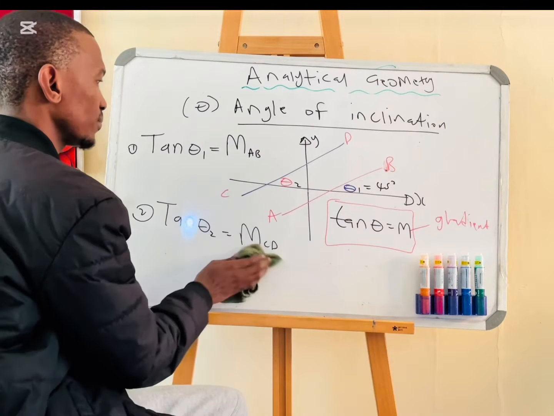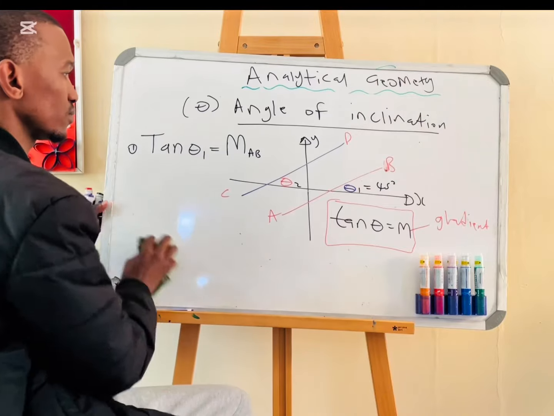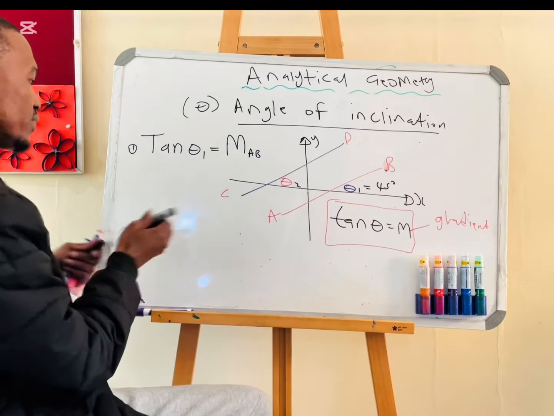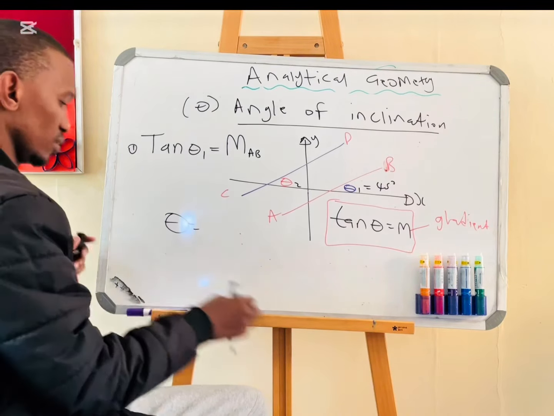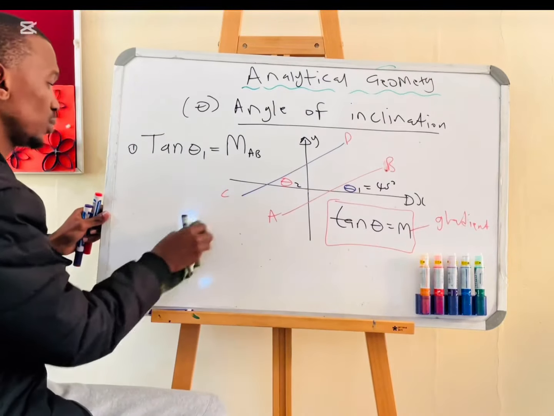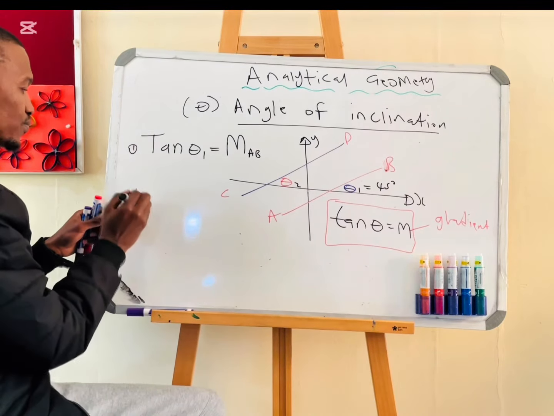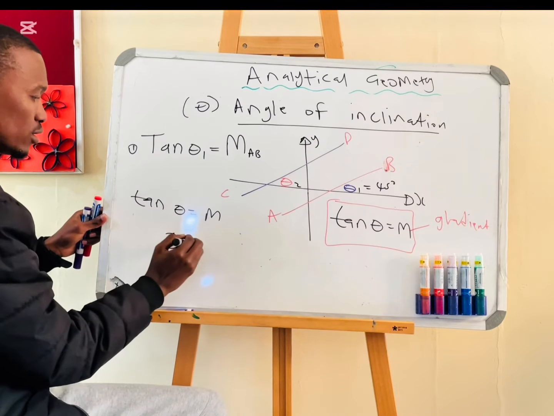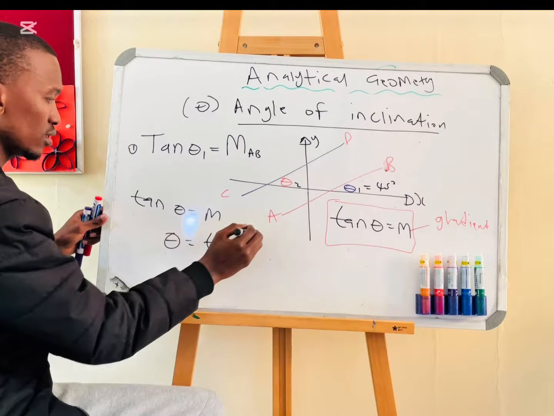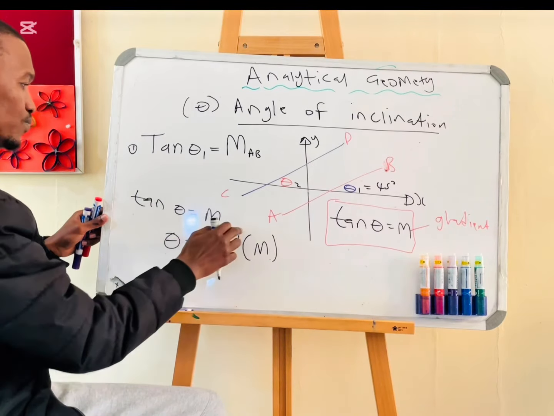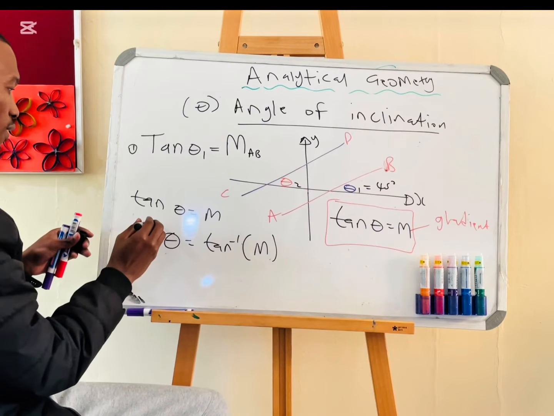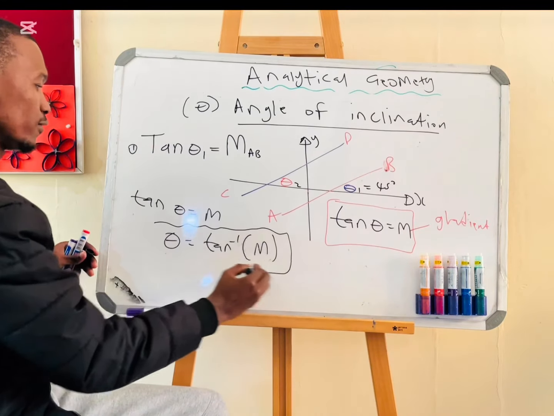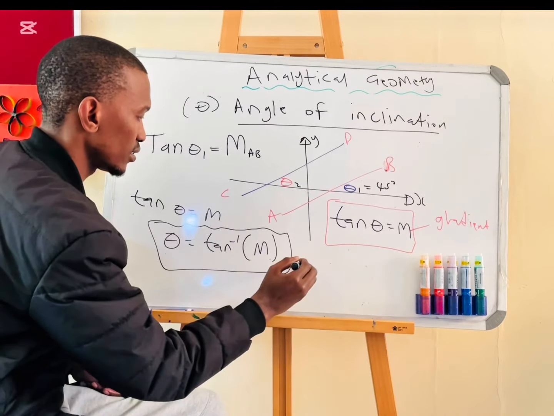Now let me show you guys something. The angle of inclination formula is given by theta. Look: tan theta equals m. Then theta equals arctan of m. This is the formula for finding the angle.